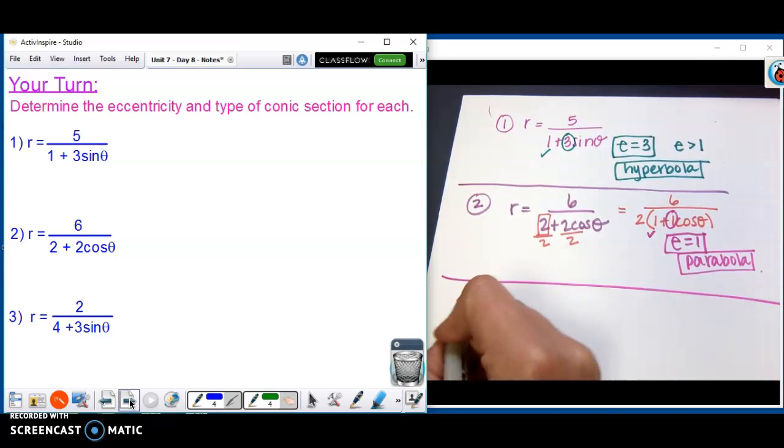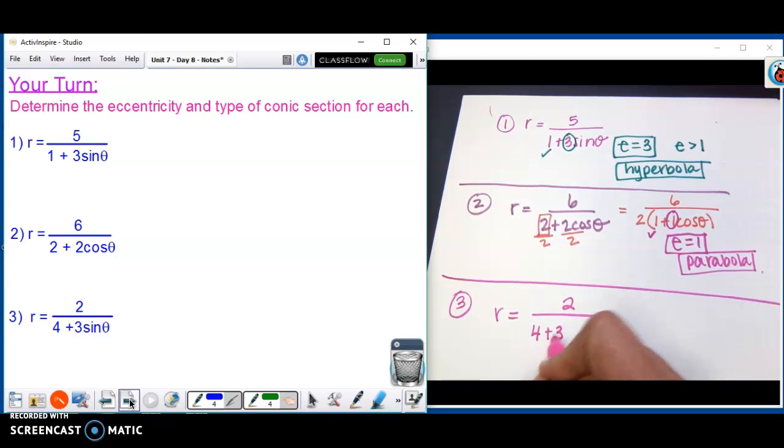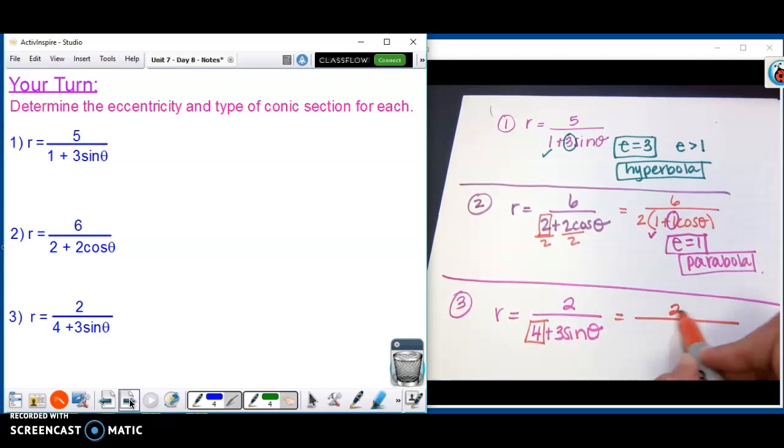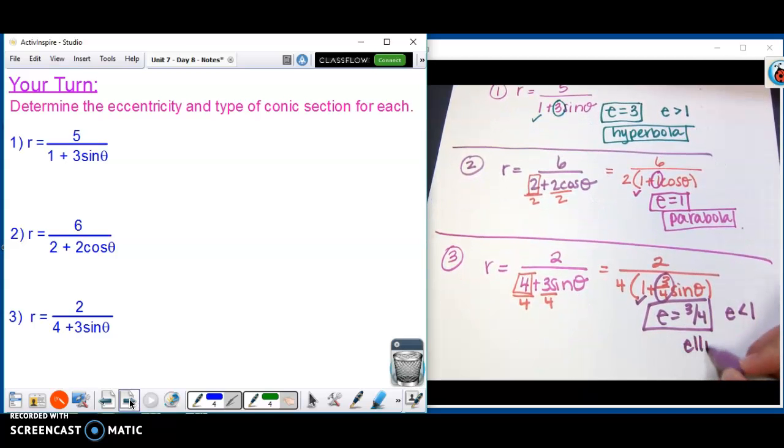Okay, and then last problem. Okay, constant on top, but we have this 4 here. So we need to factor out that 4. If I divide both of these by 4, I'll have 1 plus 3/4 sine theta. Well, now it's a 1. So the eccentricity is 3/4. Because the eccentricity is less than 1, this means that we have an ellipse here.